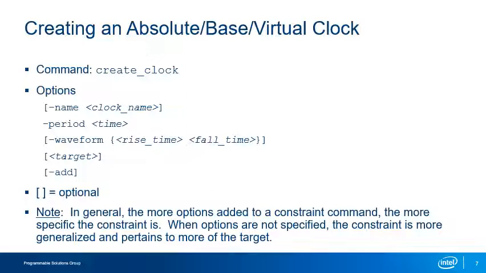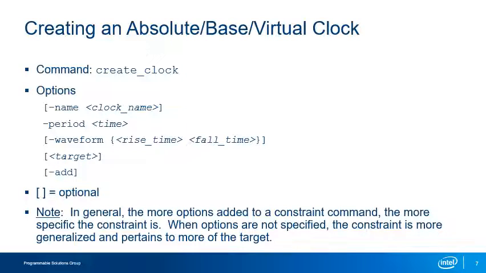Here is the create_clock command that you would use in the console or in a .sdc file to define the properties of a base or virtual clock. While the clock period is a required argument, a clock name is optional. You can give the clock a unique name to make it easy to identify and use in other constraints or reports. If you don't supply a name, the clock will be named after the node targeted by the constraint.